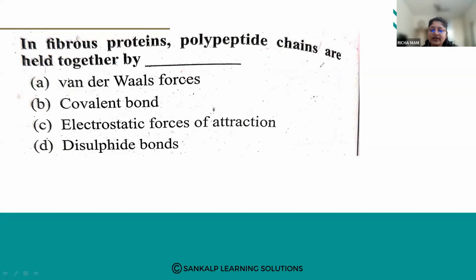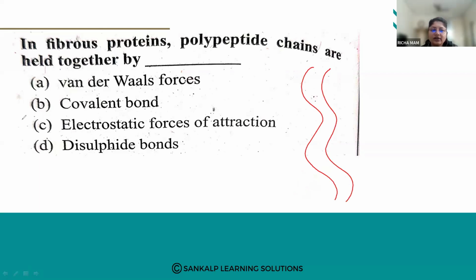So when you see the polypeptide chains, they run parallel to each other. You can consider it like this. So these polypeptide chains are running parallel to each other, or you can consider it like this also. So these are parallel to each other.